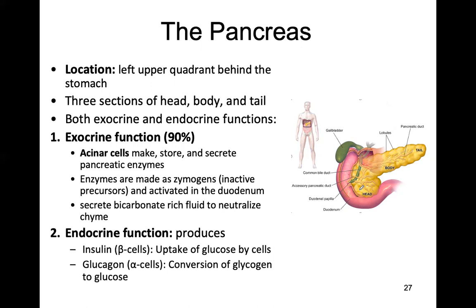Now, the endocrine function of the pancreas includes a release of insulin by the beta cells and glucagon by your alpha cells. This should sound really familiar to you guys since we spent a significant amount of time looking at the homeostatic feedback system of glucose earlier in the semester.